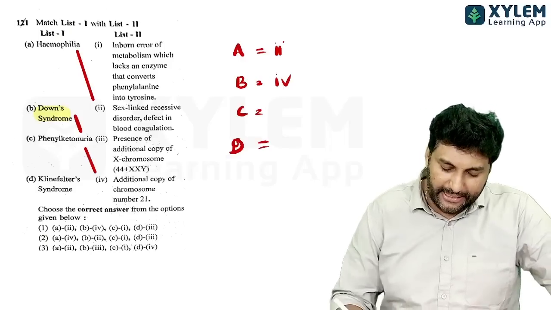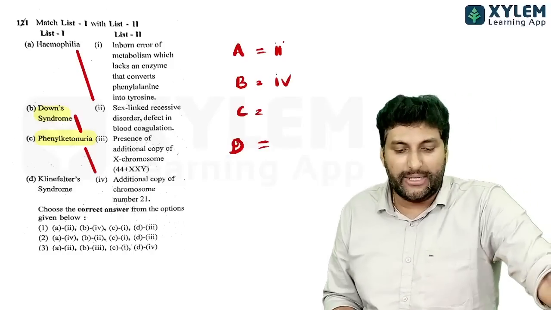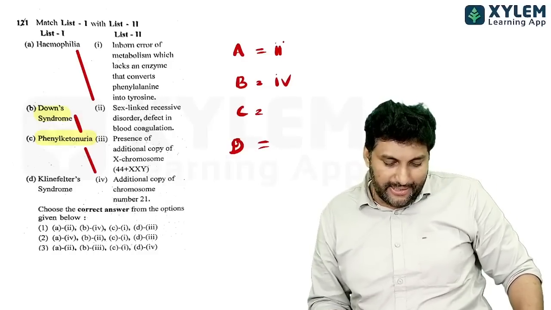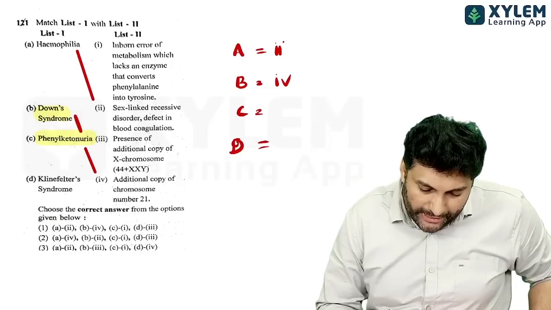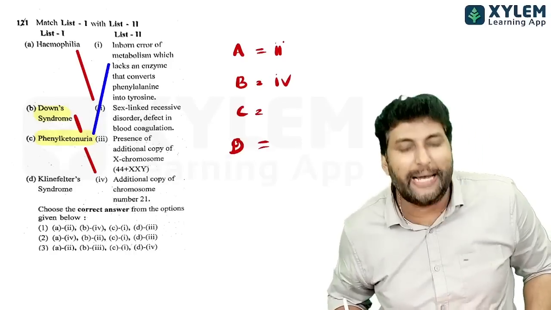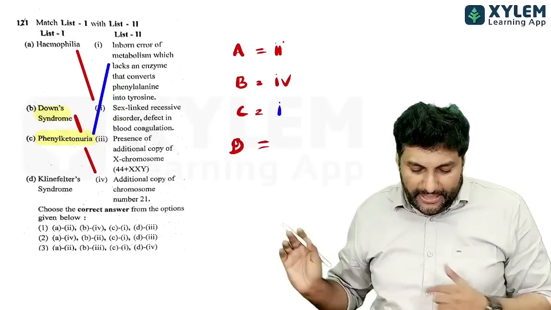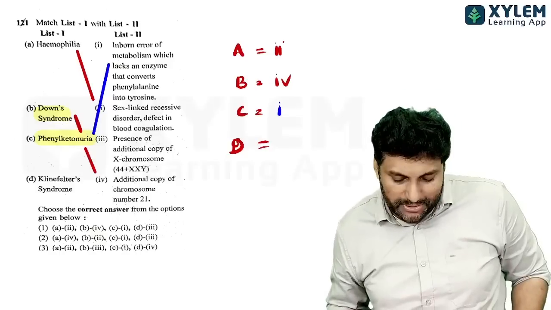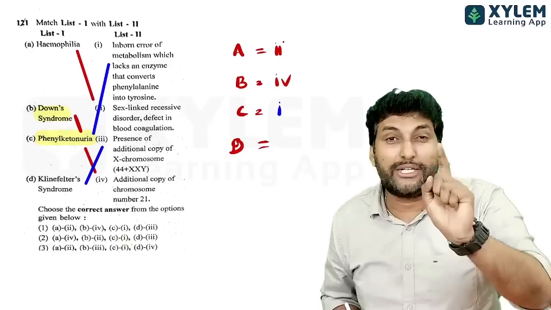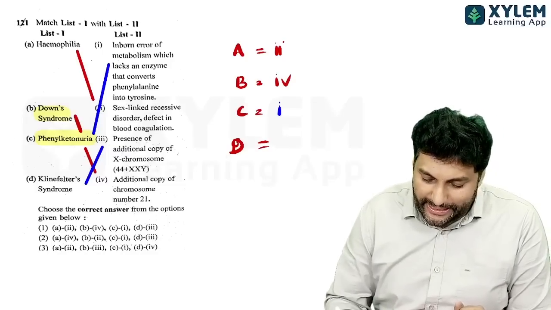Okay, so we can see that C is phenylketonuria. Phenylketonuria is actually an inborn error of metabolism which lacks an enzyme. So C goes to 1, that is the right one. Again, we can see that D, Klinefelter syndrome, is actually the presence of an additional copy of X chromosome, that is 44 plus XXY. So D is 3.